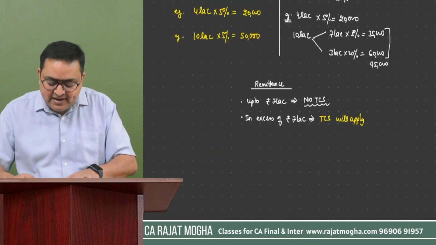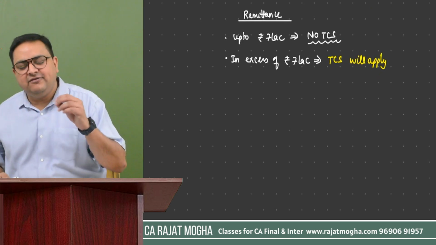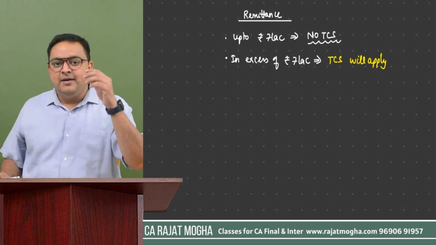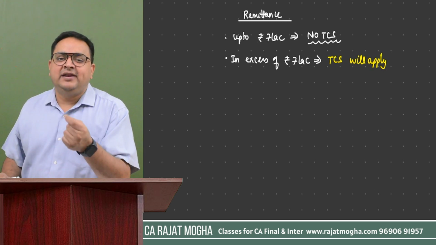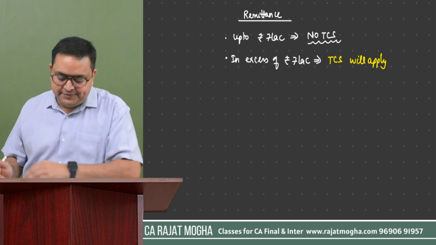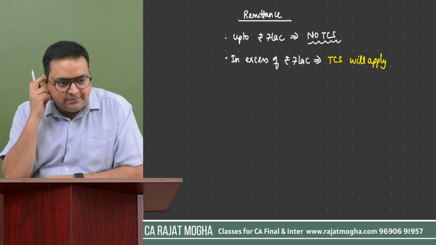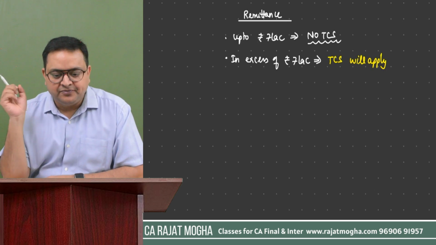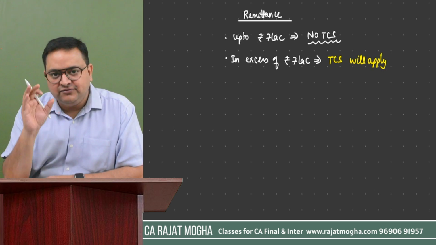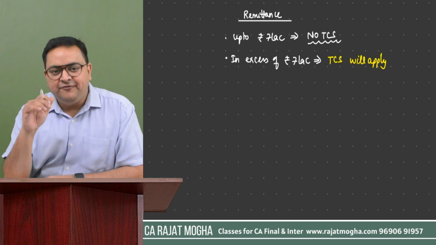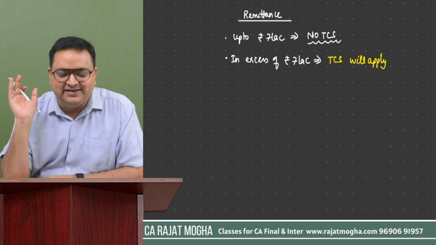Got it? But here in remittance, still there is a relaxation of 7 lakh. Up to 7 lakh, you can remit without TCS. But if you are remitting outside India, then if it is in excess of 7 lakh, then only TCS provisions will apply. Got it? Now, we will ask you what is the purpose. Why are you remitting outside India? If it is a genuine purpose, we will collect less TCS. If it is for luxury purpose, we will collect higher TCS, correct?